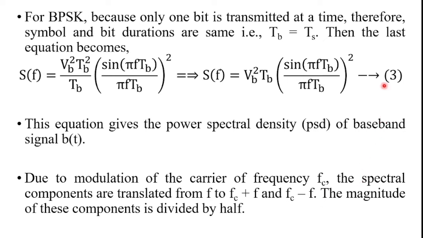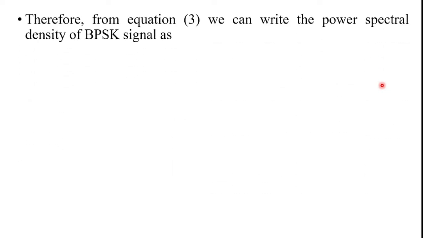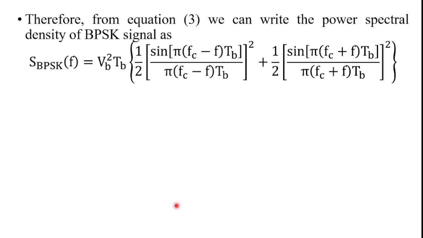this equation number 3 can be written. The power spectral density of the BPSK signal is S_BPSK(f) equal to Vb square Tb into 1 by 2 into [sin(pi (Fc minus f) Tb) divided by pi (Fc minus f) Tb] whole square, plus 1 by 2 into [sin(pi (Fc plus f) Tb) divided by pi (Fc plus f) Tb] whole square.